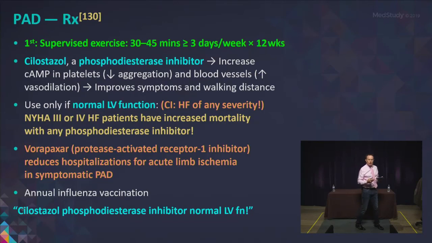Cilostazol is a phosphodiesterase inhibitor. This works really well. It improves their walking distance and reduces their symptoms. But importantly, they've got to have normal LV function. So the mantra here, guys and girls: cilostazol, phosphodiesterase inhibitor, normal LV function. Repeat and augment. Cilostazol, phosphodiesterase inhibitor, normal LV function.